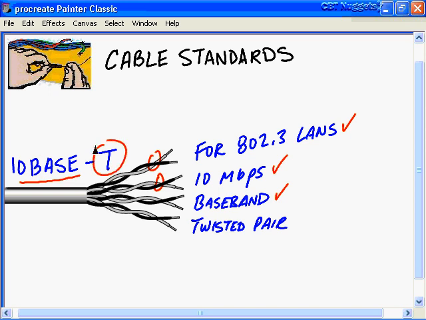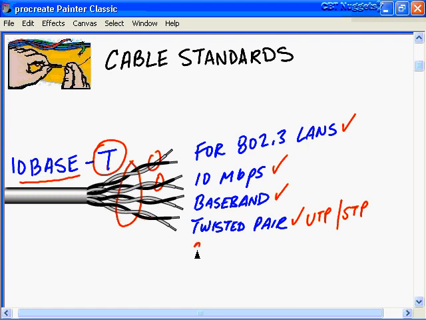And the T of 10BASE-T comes from twisted pair, which is the type of cable that we use with 10BASE-T Ethernet. We'll look a little bit later at the two main types of twisted pair, UTP unshielded and STP shielded twisted pair. Also keep in mind that the maximum segment distance of your Ethernet based on the 802.3 standard when you're using 10BASE-T is 330 feet or 100 meters. And that has to come into play when you're designing your Ethernet LAN.